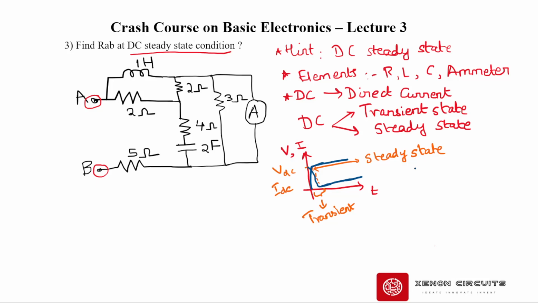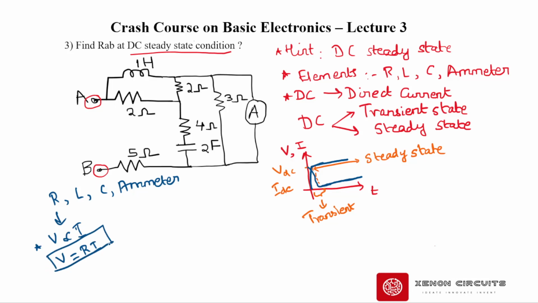Now we got to know what is steady state and transient, and now we should try to understand how the resistors, inductors, capacitors, and ammeter are going to behave in the steady state, because that's what we need now, right? You are aware that the voltage and current relation in a resistor is directly proportional. As per Ohm's law, at constant temperature, voltage is directly proportional to current, and the proportionality constant is resistance.